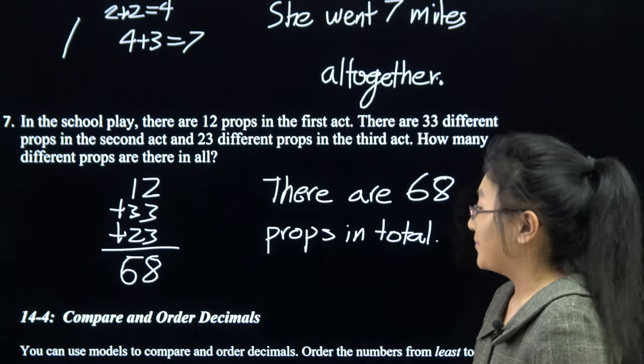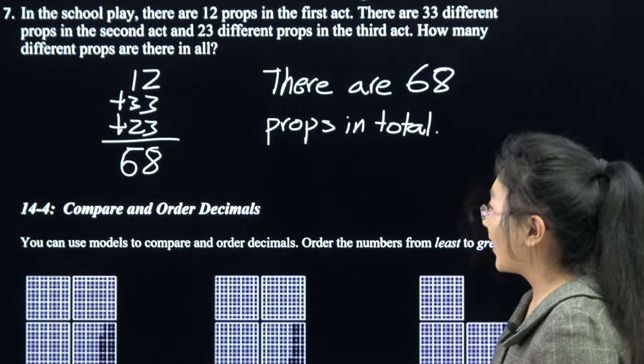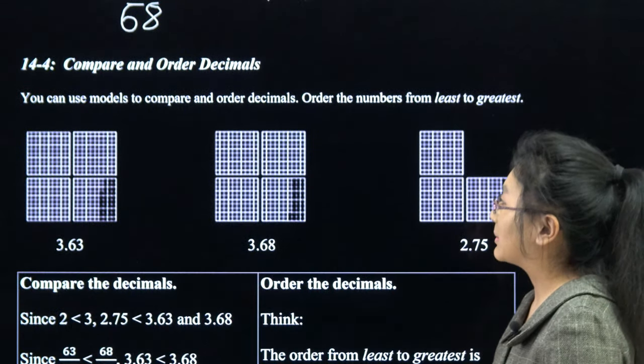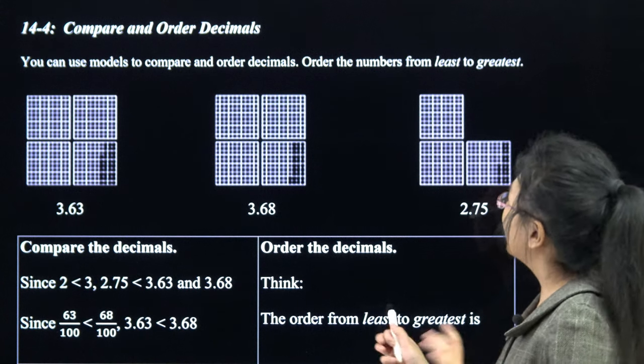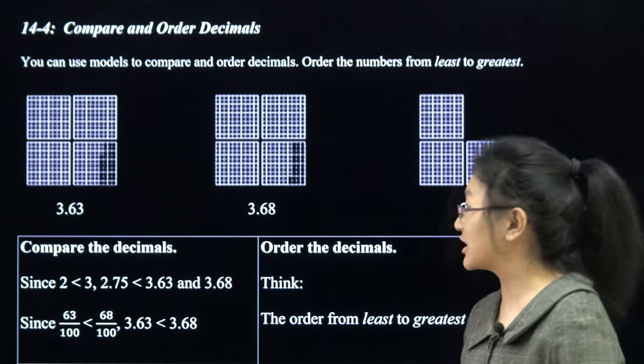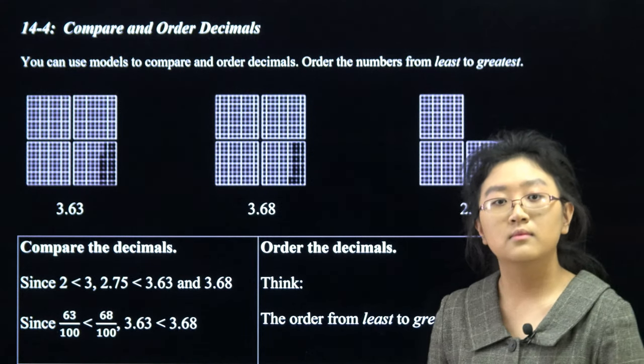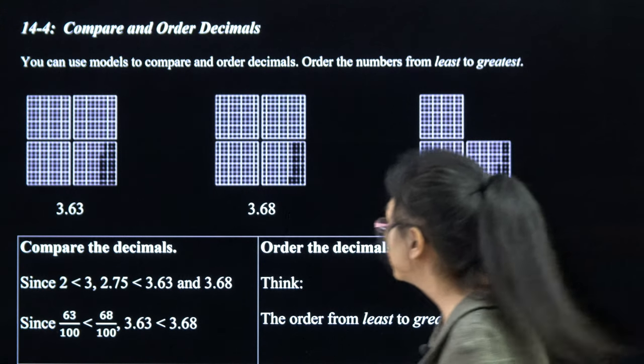Now we're going to move on to section number 4. Compare and order decimals. You can use models to compare and order decimals. Order the numbers from least to greatest. Or you could just use numbers. No, seriously, I'm going to show you.